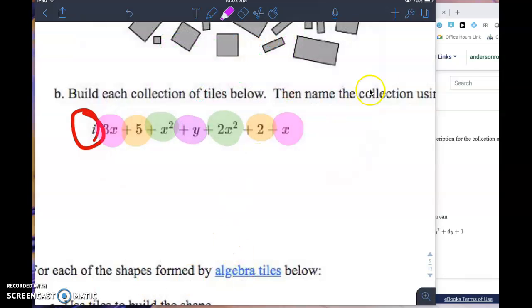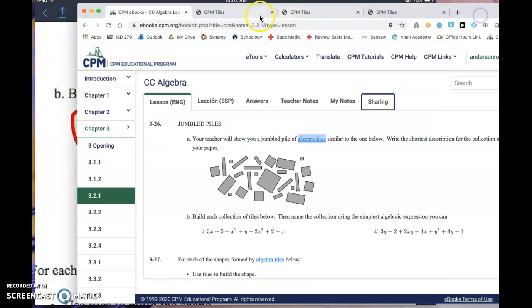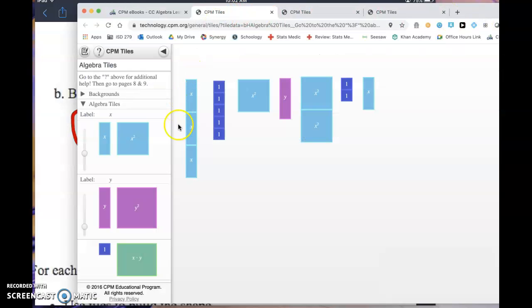But when we use algebra tiles, we can see this as well. I've got this set up, 3x plus 5 plus x squared plus y plus 2x squared plus 2 plus x. And really, when we are combining like terms, what exactly is happening? Well, I'm going to take these things that match and I'm going to put them together. Now, I'm taking the x squareds and I'm starting there because of an idea that's probably going to come up later. I'm going to put the x squareds together.